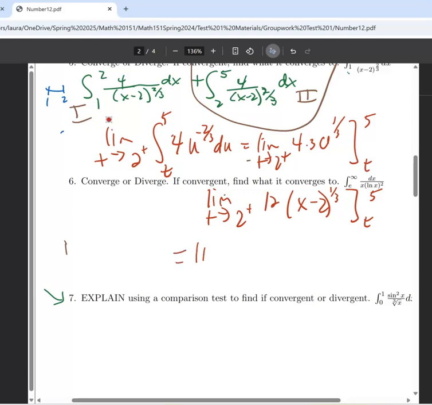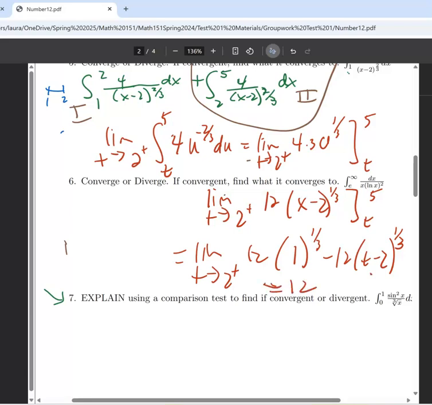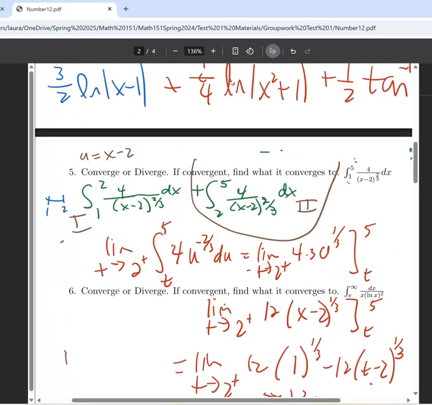Then limit as t goes to 2 from the positive side, I get 12 times 3 to the 1/3 minus 12 times (t minus 2) to the 1/3. This goes to 0. This equals 12 times 3 to the 1/3. So the answer to the question, does it converge? Yes, it converges. And we take the two answers, negative 12 plus 12. All of it equals 0. Wow.